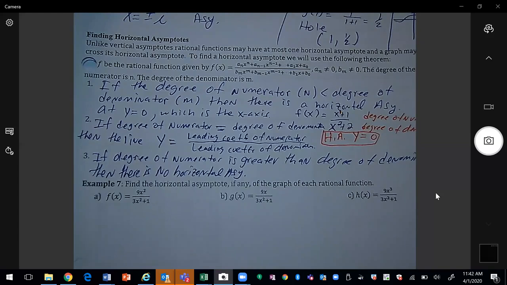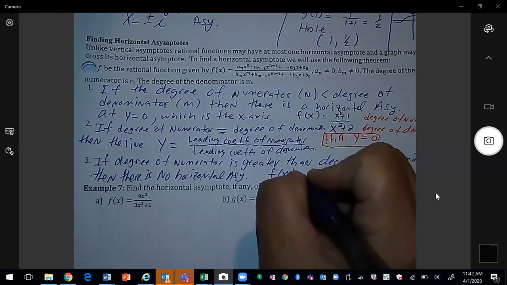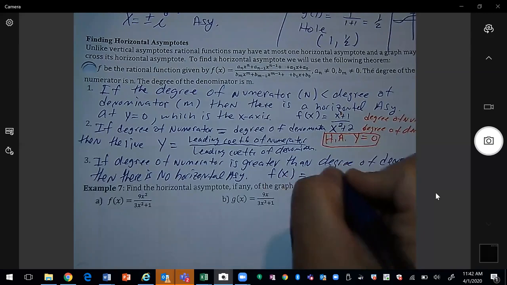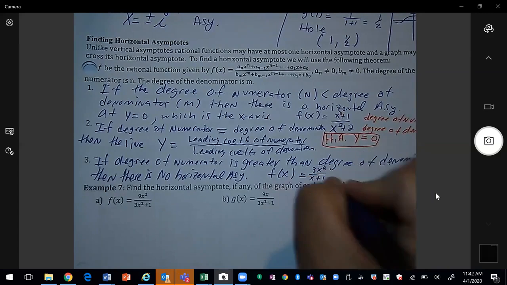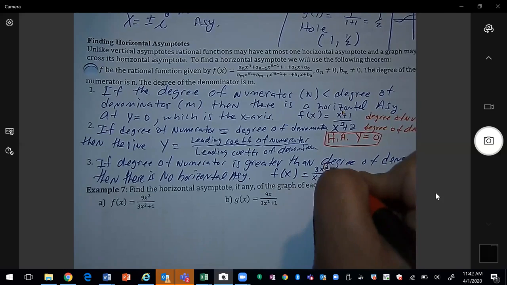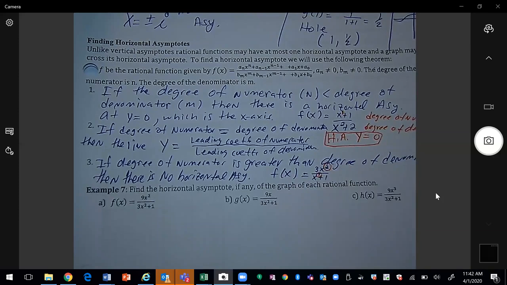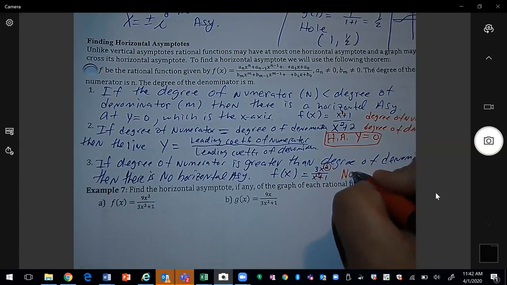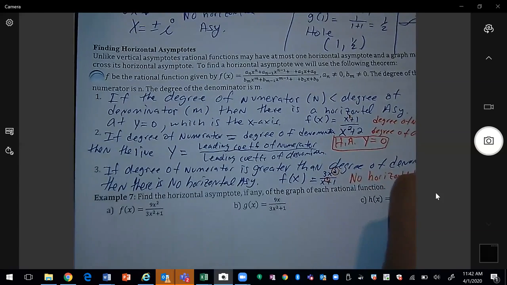For example, if I had f of x is equal to 3x squared divided by x plus 1, my degree here is a 2, and this one has a 1. So the degree of the numerator is greater than the degree of the denominator. So my answer here is there's no horizontal asymptote.